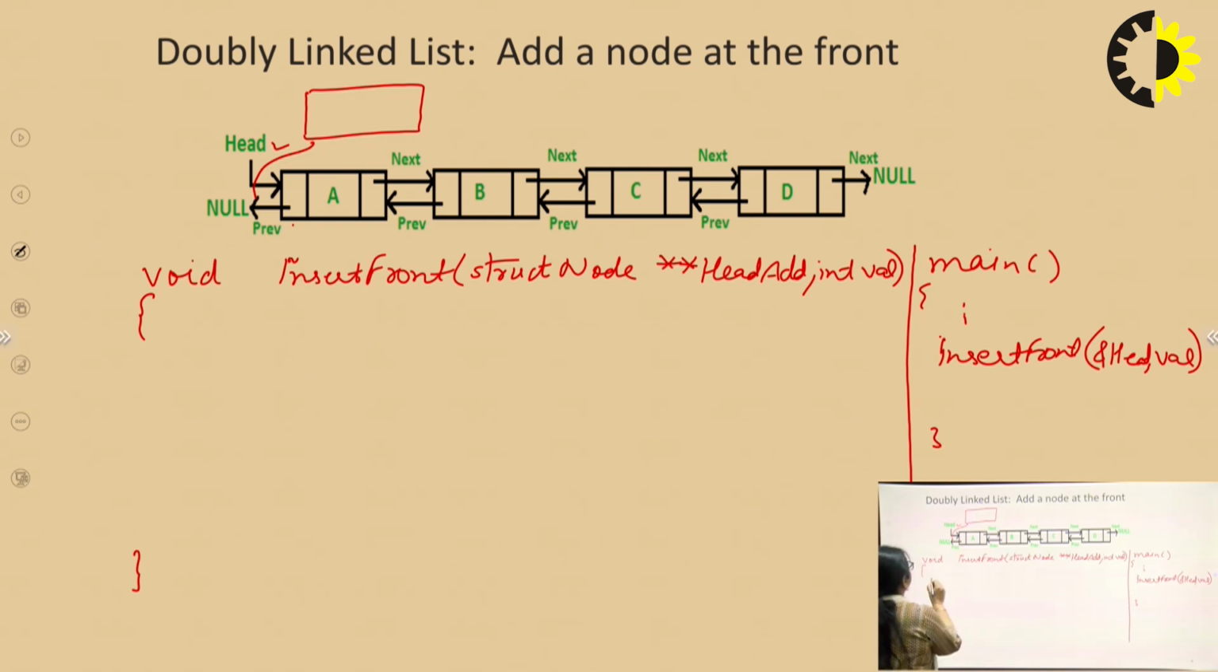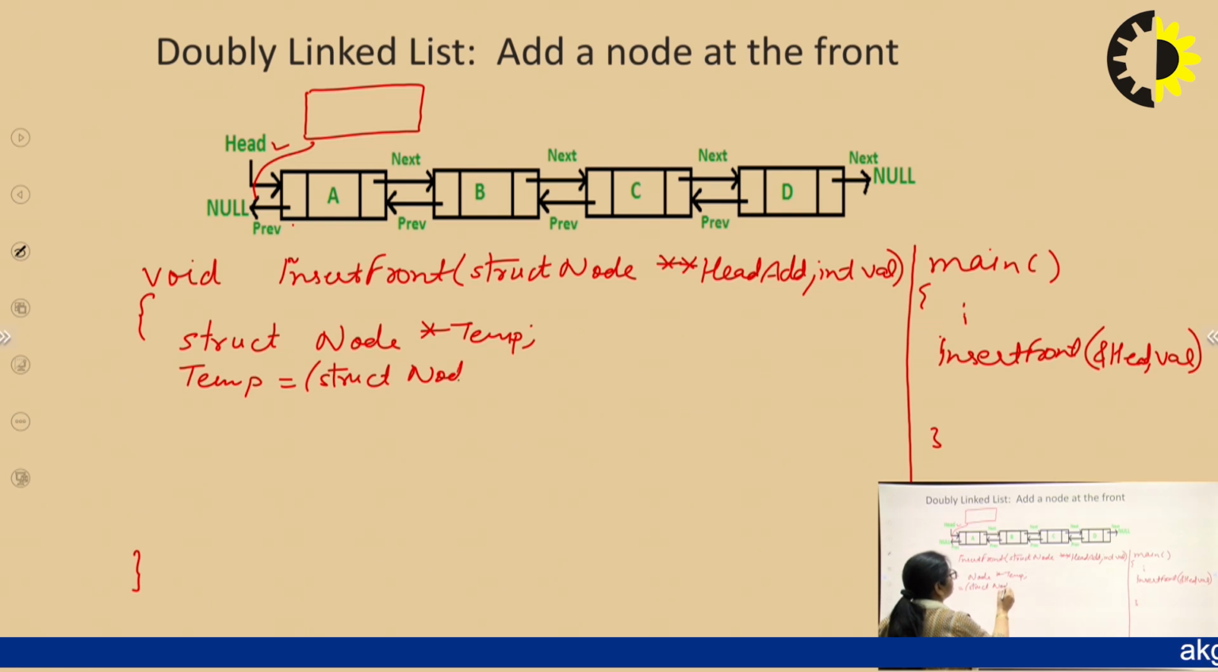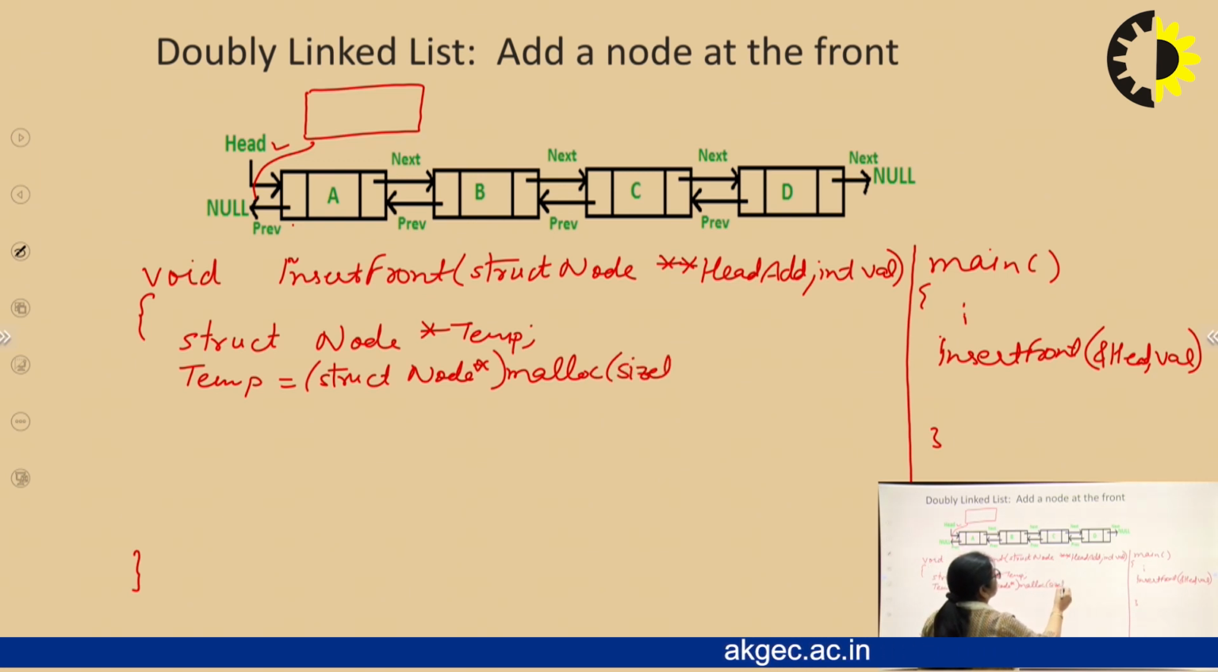So I am creating a node, struct node star temp. Now I am allocating memory to this. Temp is equal to struct node star malloc, size of. How much size do I have to allocate? Equal to the size of struct node.